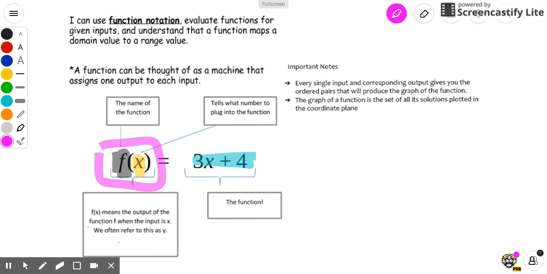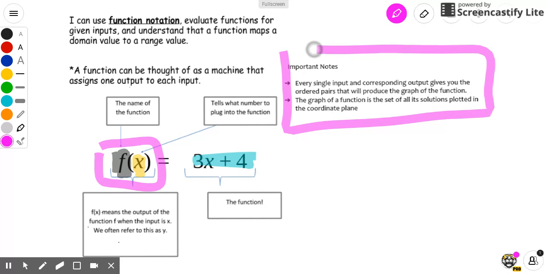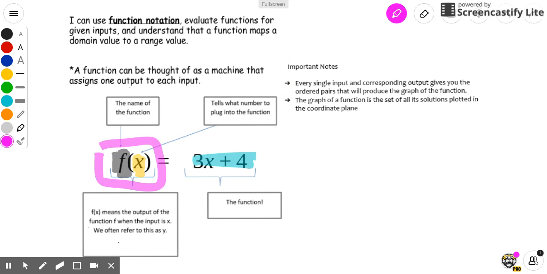So some notes to remember. So we're over here on notes to remember, and I want you to mark down some of this stuff. Every single input and corresponding output gives you the ordered pairs that will produce the graph of the function. So if you plugged in every single input known to man and you graphed them all, you would get the graph of the function. And this right here is so important. The graph of the function is the set of all solutions plotted in the coordinate plane.